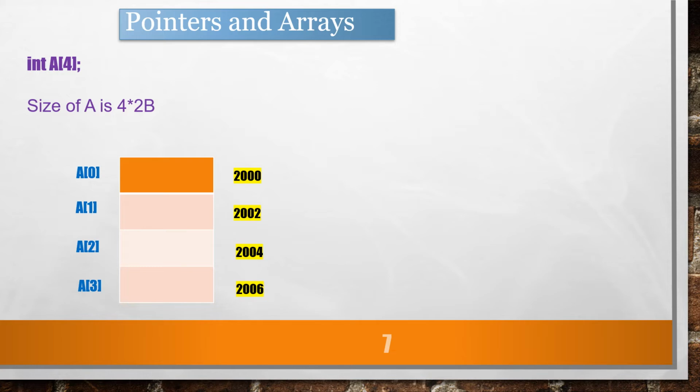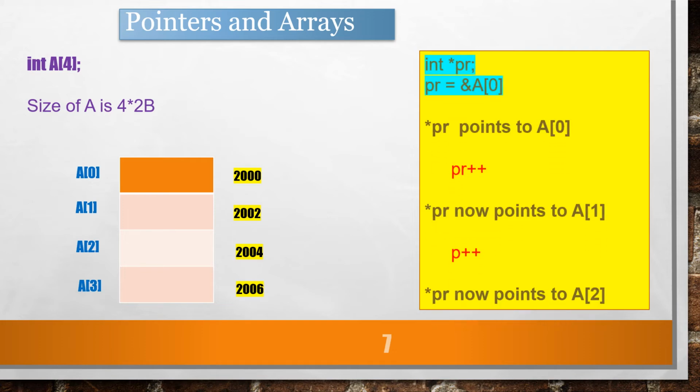Now let us see how a pointer can be used to access the array locations. Let us have a pointer int *pr. Next we have to make the pointer pr point to the start of the array. For that we can use the statement pr = &a0. Since the first location of the array is a0, whenever we say &a0, we are going to get the starting address of the array. So pr = &a0 is pointing to the starting address.